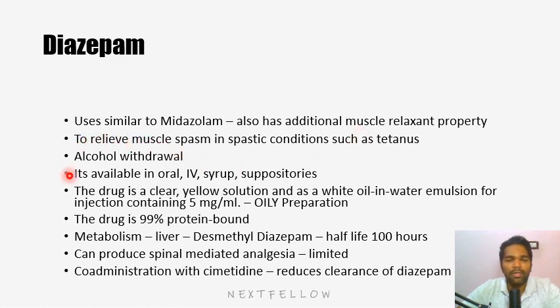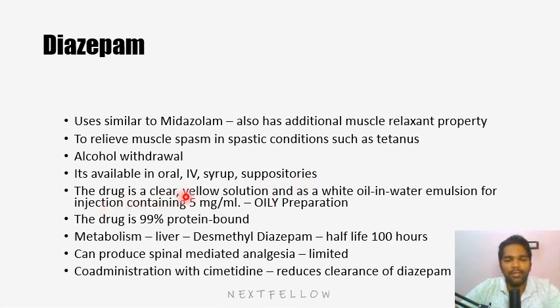And in patients with alcohol withdrawal, normally we use chlordiazepoxide, and in the alpha agonist class, we saw that clonidine and dexmedetomidine can also be given in alcohol withdrawal sympathetic overdrive. Here diazepam can also be given in alcohol withdrawal. It is available in multiple preparations like oral, IV, syrup, and suppositories. Because it is a very old drug, we have multiple preparations of it.